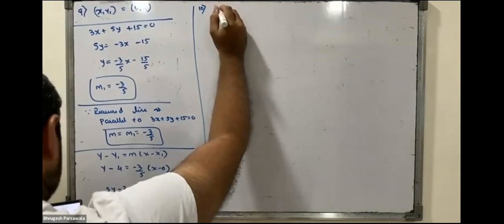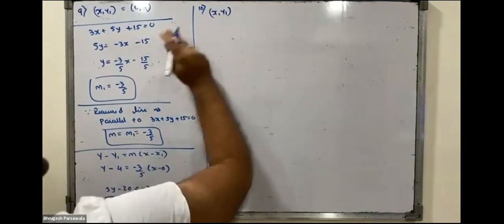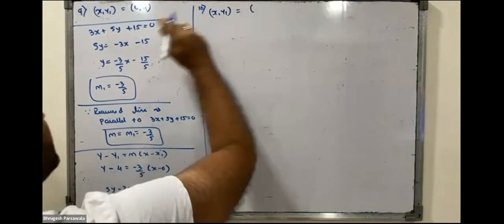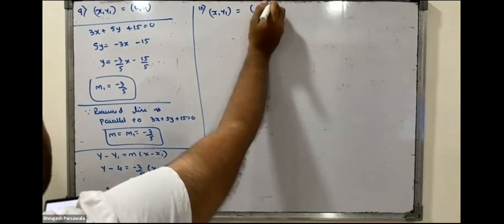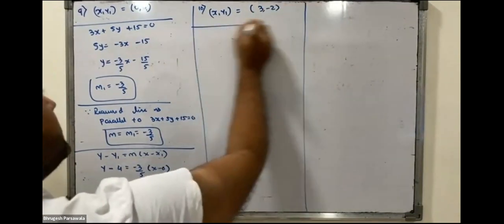Find the equation of line passing through this and perpendicular to this. Okay. Same sum, almost same type, but here in this case it was parallel, here in this case it's perpendicular. Chalo.